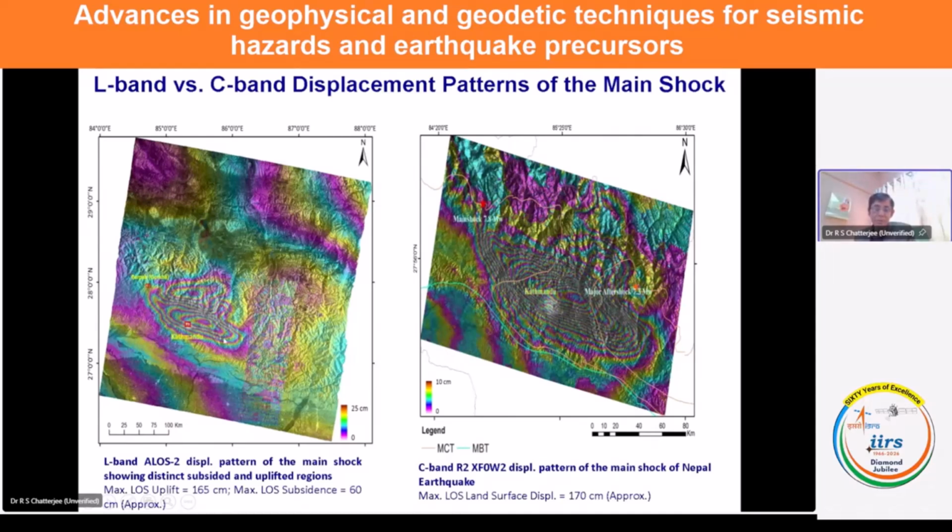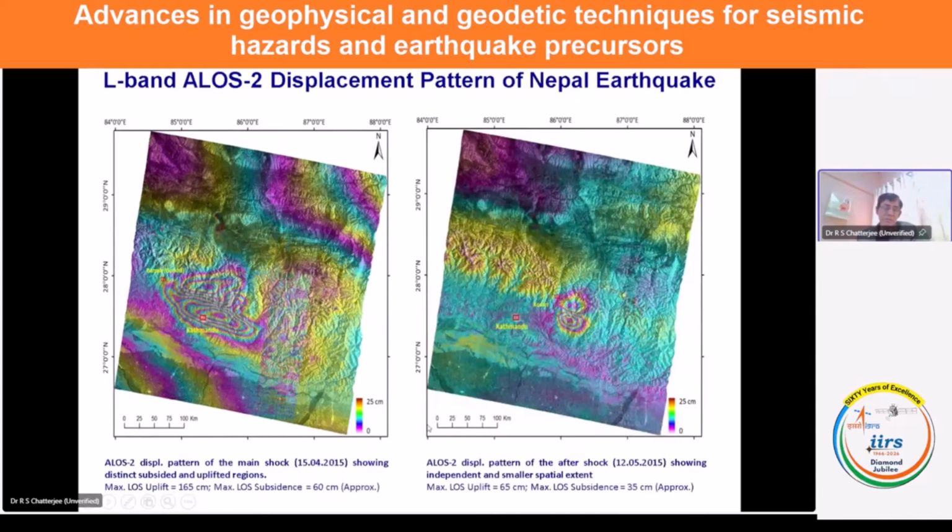This area has been uplifted, and the uplift is about 1.65 meter, approximately 1.7 meter uplift, and here the subsidence is about 60 centimeter on the northern part. But here this uplifting part shows a very, very detailed pattern of the uplift you can see, and the subsidence part is not so prominent here. That is C band, RADARSAT-2.